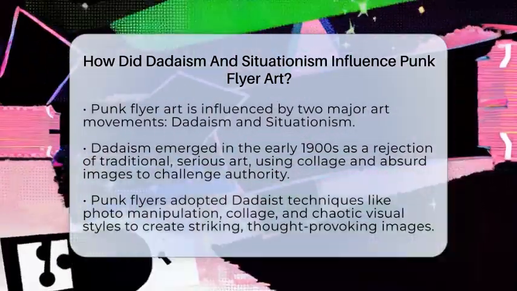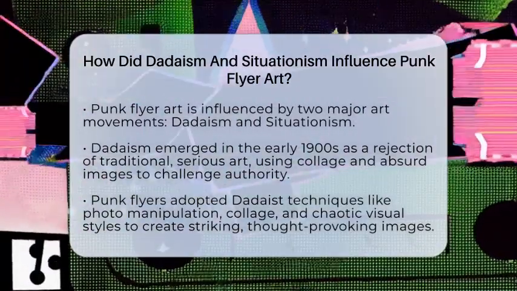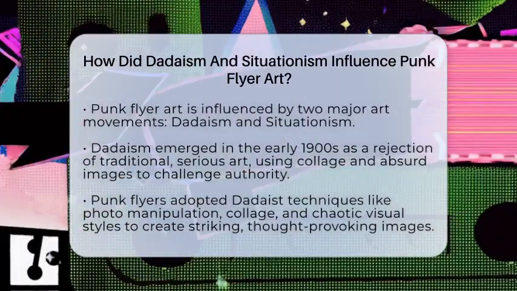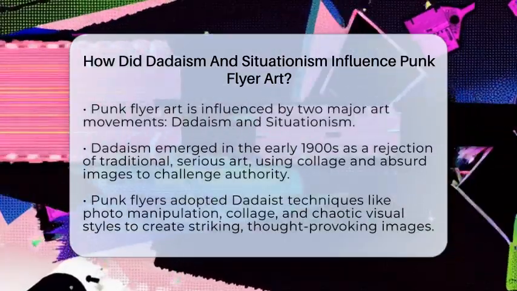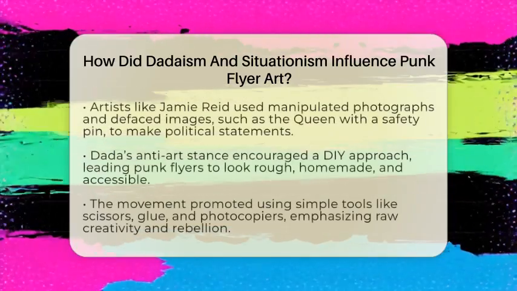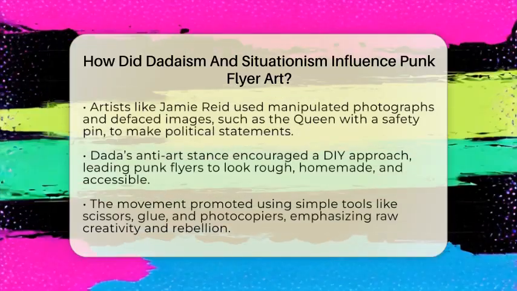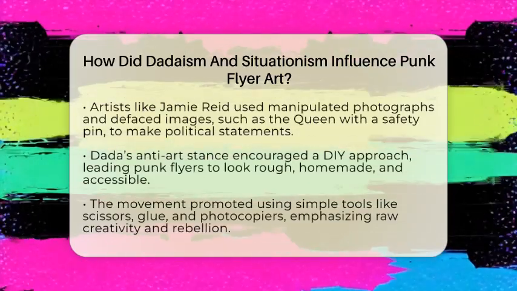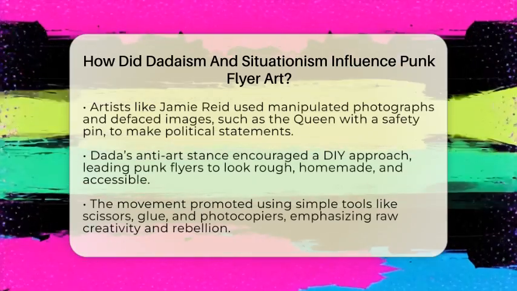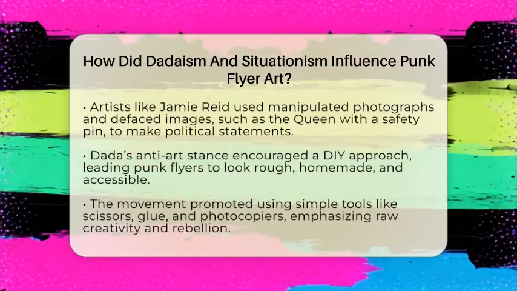Dadaism started in the early 1900s as a way to reject the boring, serious art of the time. It used collage, photomontage, and absurd images to shock people and question authority. Punk flyers borrowed these ideas by cutting up photos and mixing images and words in wild, chaotic ways. For example, punk artists like Jamie Reid used manipulated photographs and defaced images, such as the Queen with a safety pin through her face, to make political statements. This style was all about creating visual chaos that made viewers stop and think.